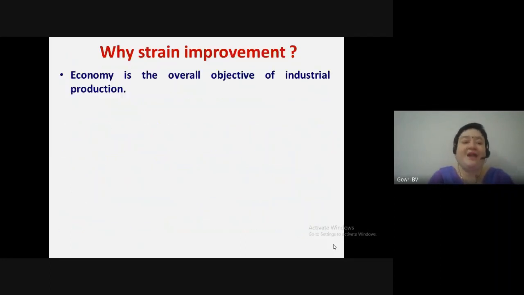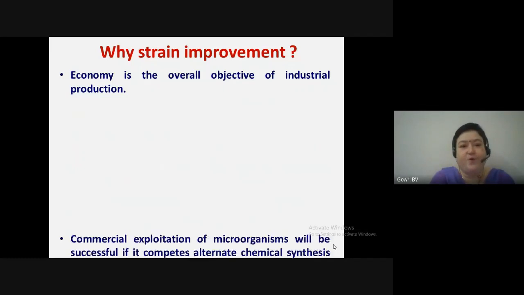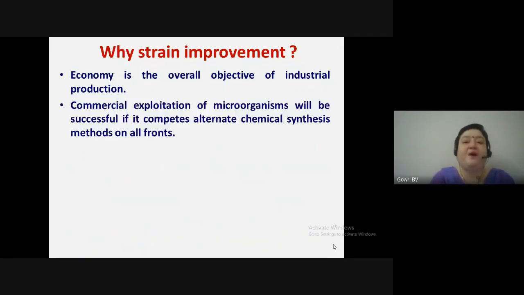Why strain improvement? Why do we require strain improvement? The main objective of any strain improvement procedure is the economy. Economy is the overall objective of industrial production. Profit is one big thing that we require. Commercial exploitation of microorganisms will be successful if it competes with alternate chemical synthesis methods on all fronts. So you need to exploit microorganisms by altering their chemical pathway synthesis, so it may be successful on all fronts.